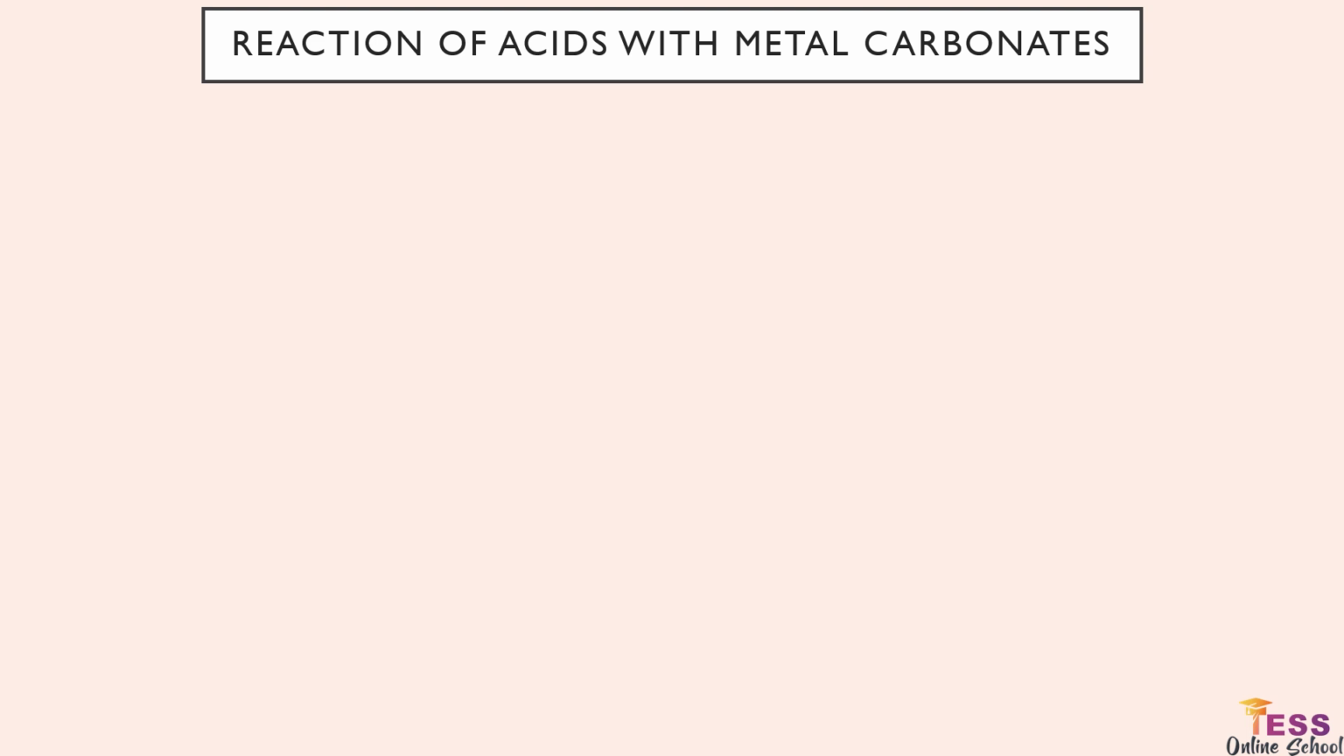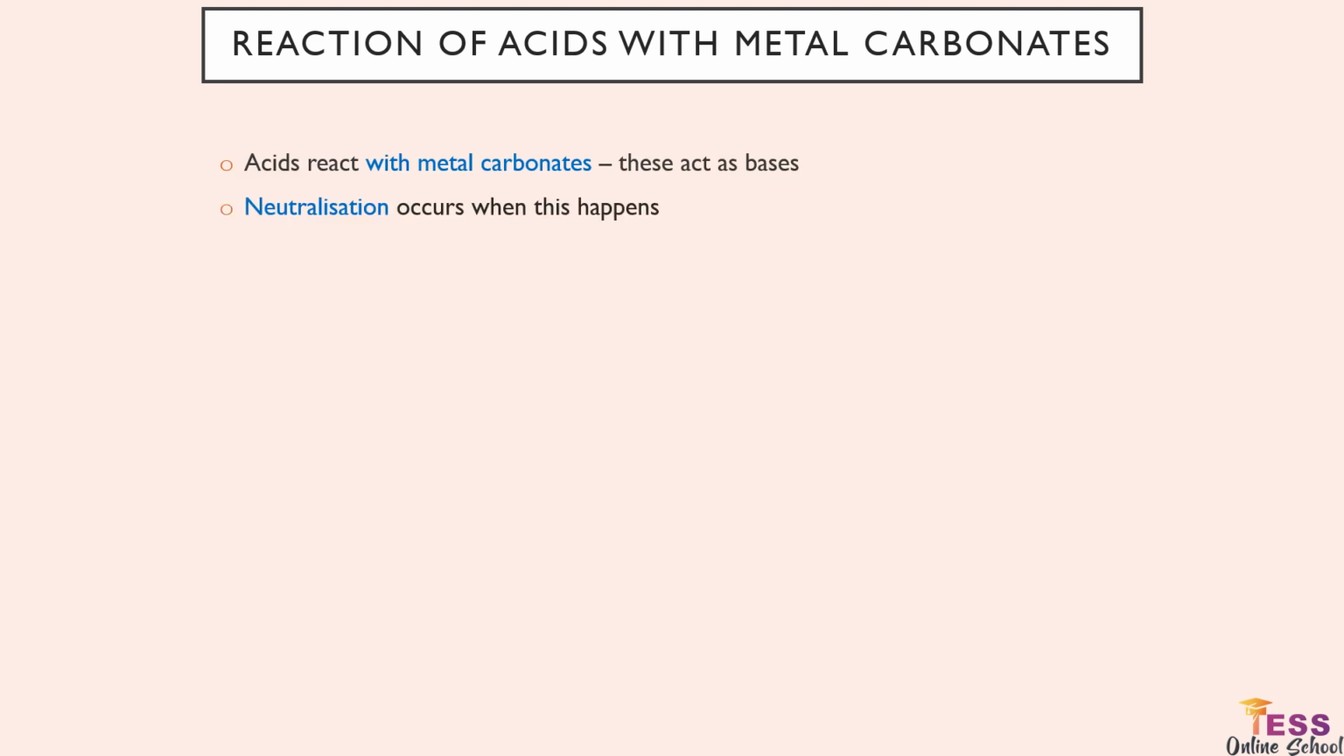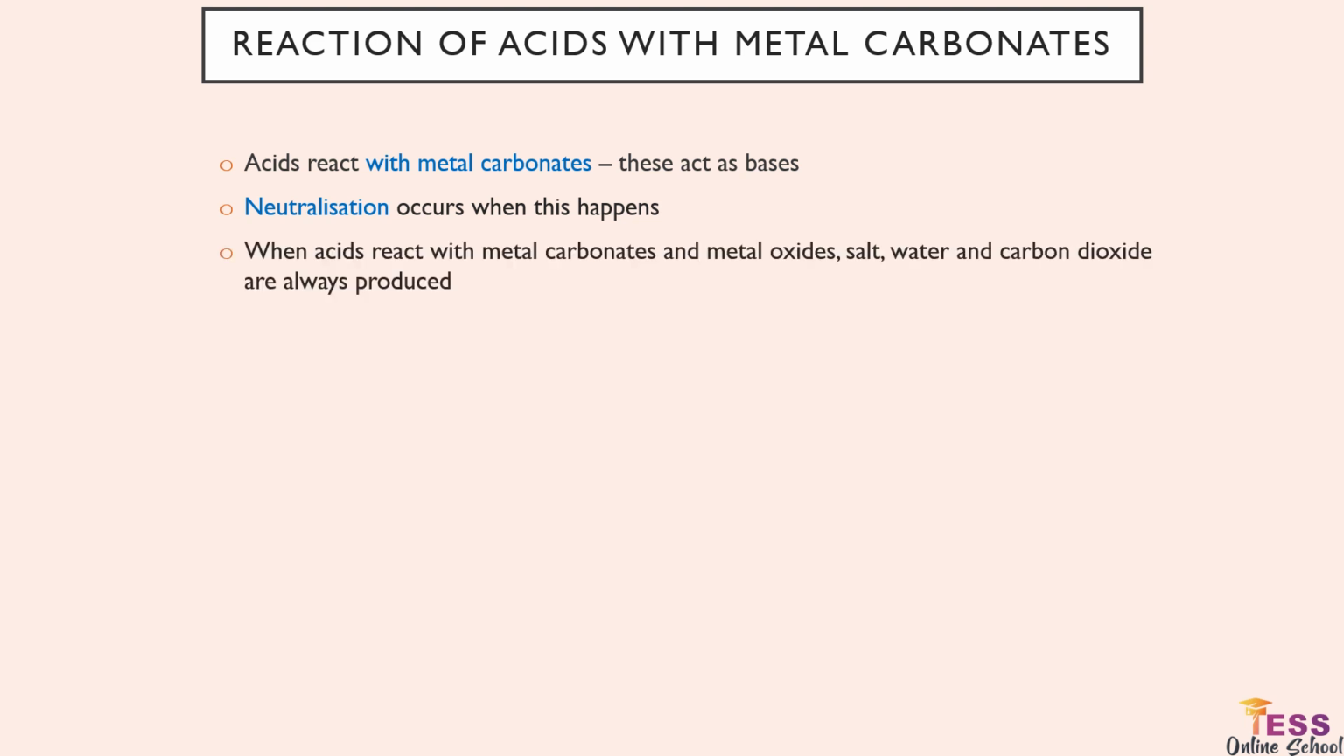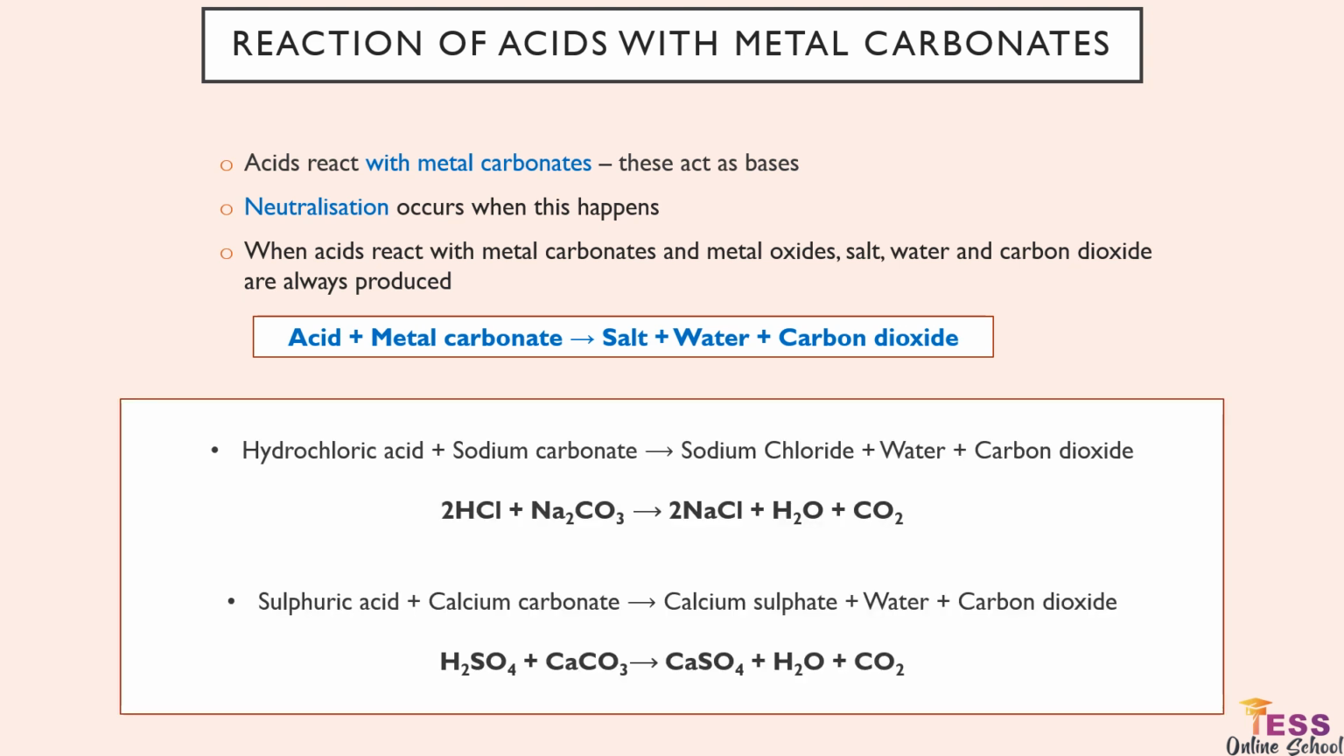Lastly, let's look at reactions of acids and metal carbonates. Once again, the metal carbonate acts as the base, which reacts with the acid to give you a neutralization reaction. However, one important difference to remember is that with metal carbonates, the products consist of water, salt, and carbon dioxide from the carbonate. Let's see this in an example. Hydrochloric acid and sodium carbonate react together to produce sodium chloride, water, and carbon dioxide. Additionally, sulfuric acid and calcium carbonate react together to produce calcium sulfate, water, and once again, carbon dioxide. Please remember the extra product that is created with the carbonates.